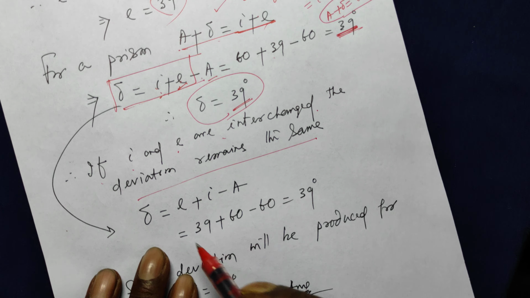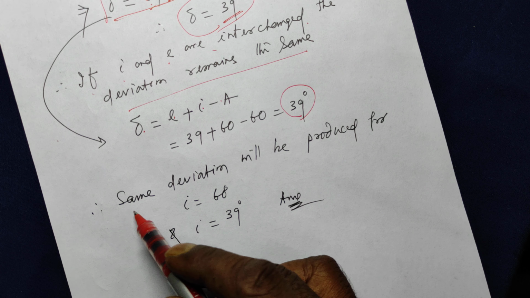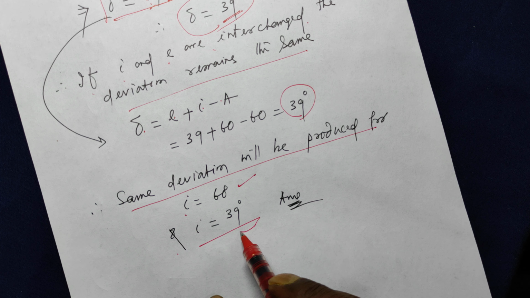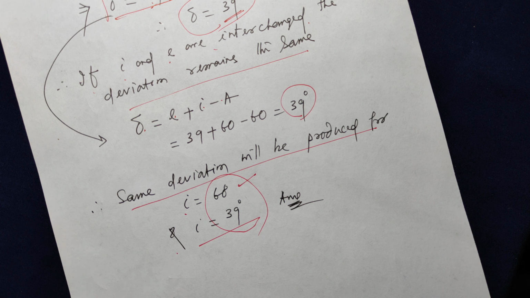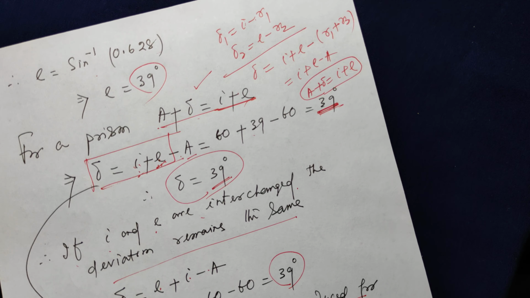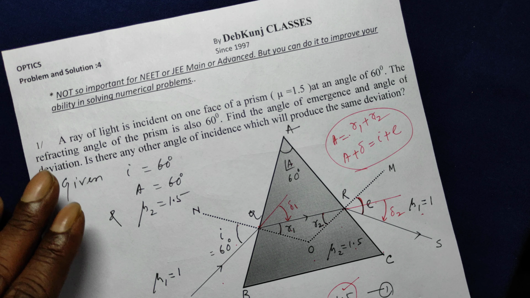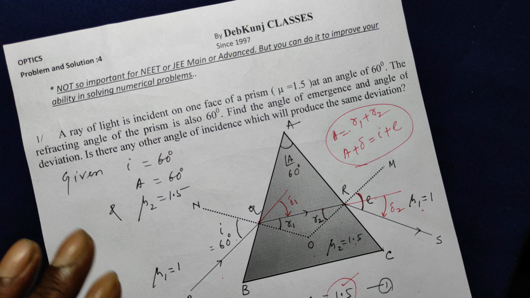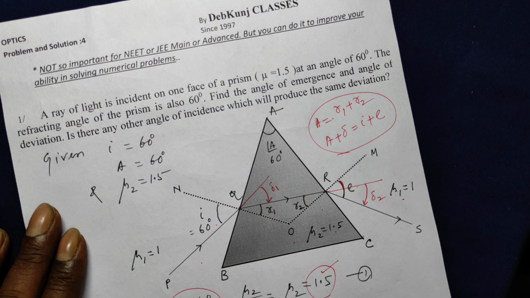So what is the conclusion? The conclusion is the same deviation will be produced for I equal to 60 and for I equal to 39 degrees. So that's all about it. It's not very important, never been asked in the last few years, but you can do it as an exercise to improve your numerical problem solving ability and remembering these expressions.